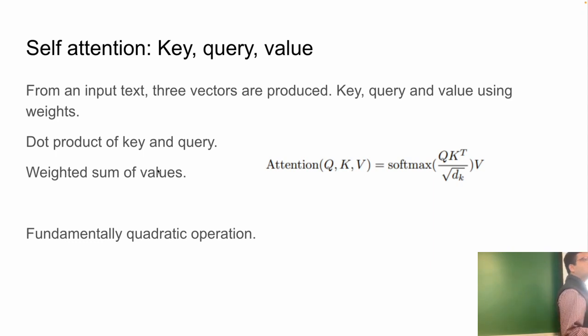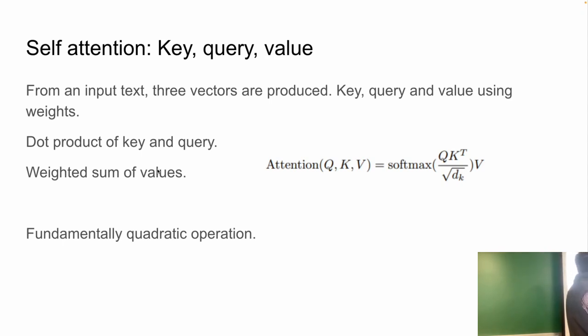Going a little bit more mathematical, let's say you have a text, and the text would be a matrix. The text will have tokens and each token will have an embedding, so it will be a matrix. From that text, you will calculate 3 matrices: key, query and value. These arrays are calculated with the weights of the model. You have a model, you have learned some weights, and using these weights you can calculate the key, query and value arrays.